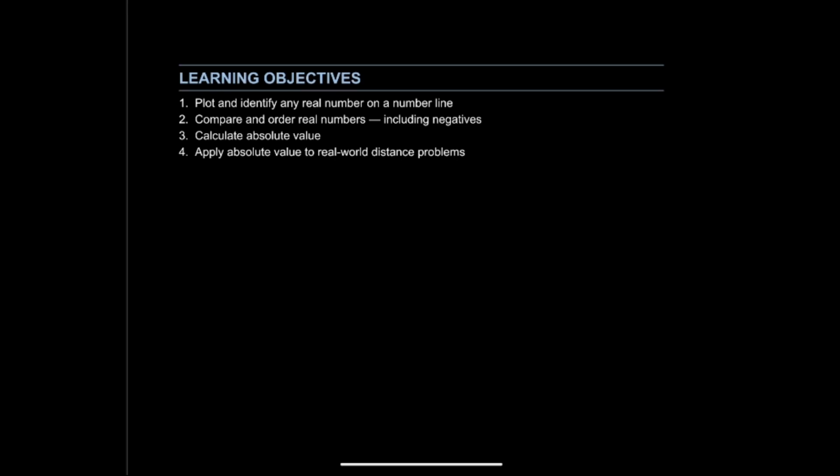Okay, so by the end of this video, you will be able to plot and identify any real number on the number line. You'll be able to compare and order real numbers, including negatives. You'll be able to calculate absolute value, which is just distance from 0. And then you'll also be able to apply absolute value to real-world distance problems.